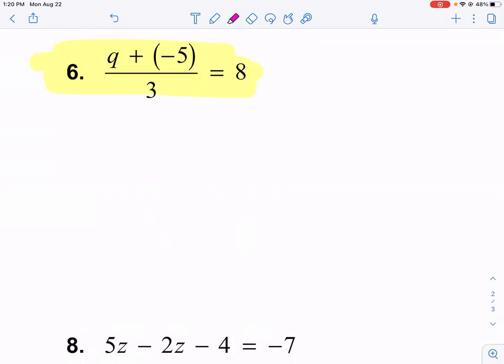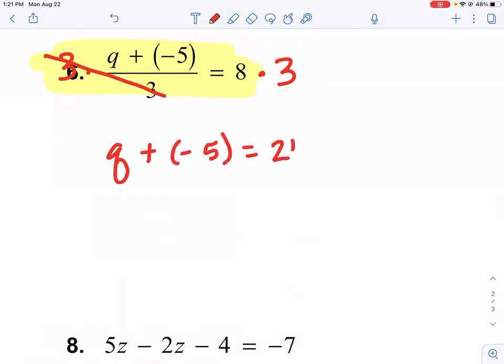Okay, since this 3 is with both Q and -5, -5 is closer. Okay. We have to get rid of this 3 first because it's with Q and -5. So our first step in this problem is to multiply both sides by 3 so that those can cancel out. So Q plus -5 is 20.